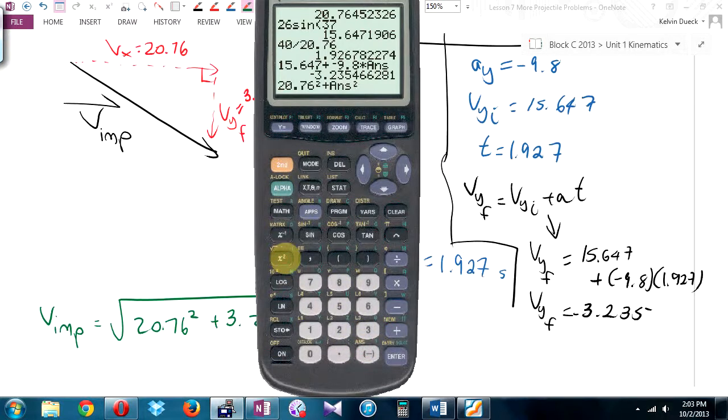Mr. Dueck, your answer is negative. I know, but when I square the negative, what's going to happen to that negative anyways? So I'm being sloppy and lazy, but it'll work. 400. Oh, better not forget to what? Square root. 21.0. You know what? 21.0.